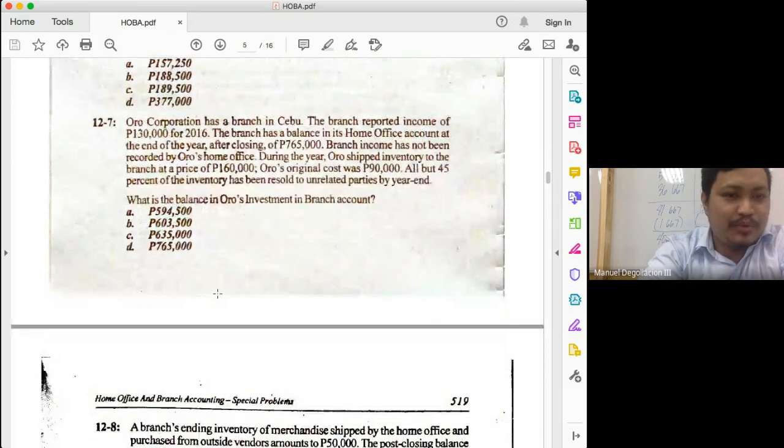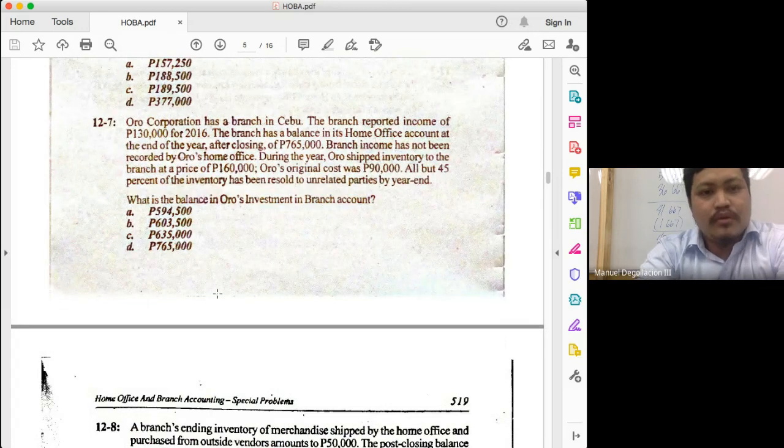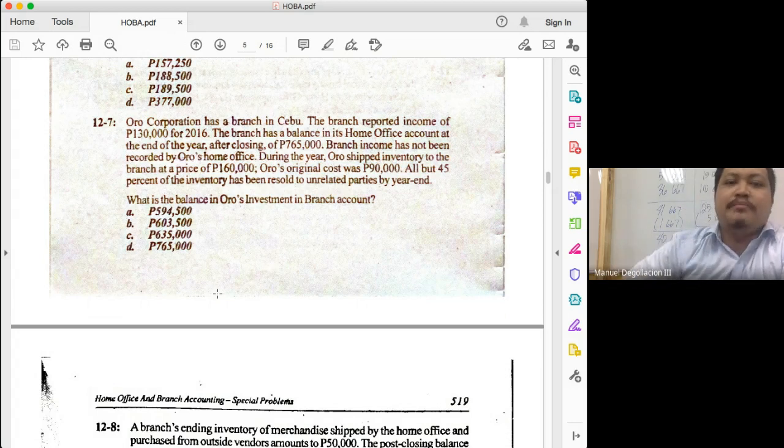Let's proceed to problem 12-7. Problem 12-7 is a rather simple problem. Oro Corporation has a branch in Cebu. The branch reported income of 130,000 for 2016. The branch has a balance in its home office account at the end of the year after closing of 765,000. Branch income has not been recorded by Oro's home office.